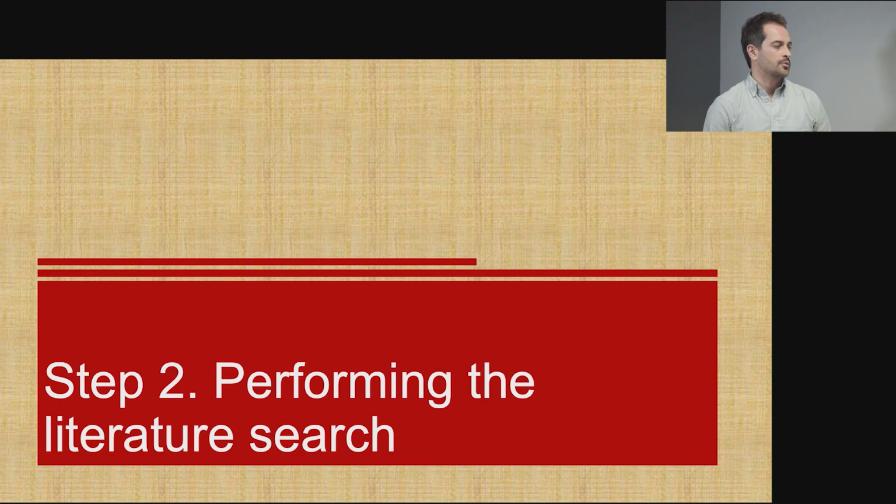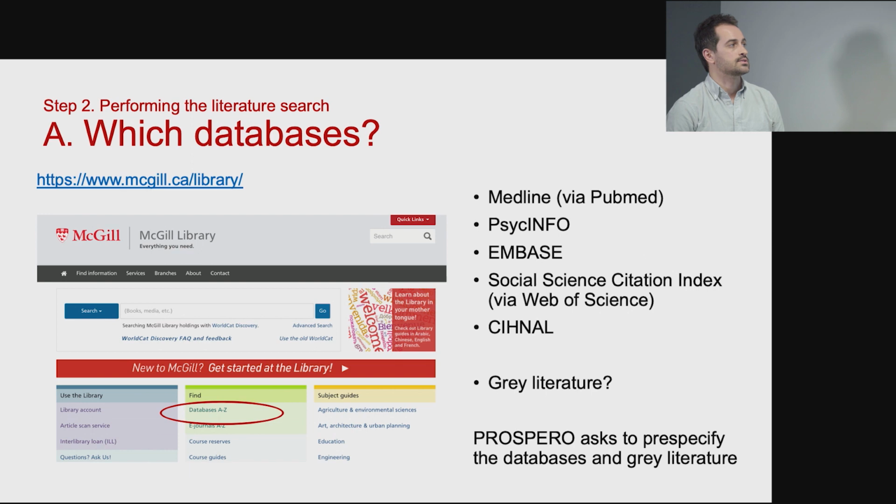Second step is performing the literature search. And the third question is which database we're going to use. If you go to the McGill library website, under database search, you find a lot of databases. There are databases from every field of study, every discipline. The most common and also the most interesting for our field, psychology, psychiatry, mental health, are of course Medline, which you may know as PubMed.